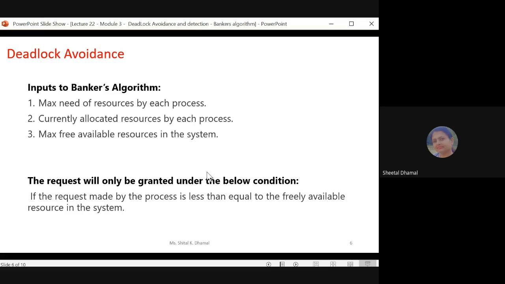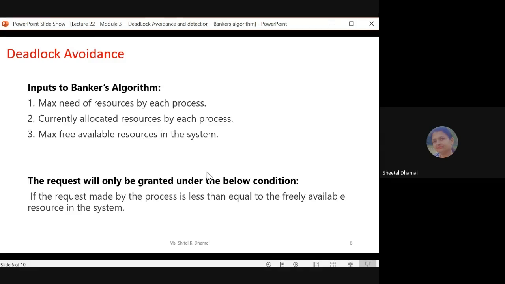Suppose process P4 entered into the system, and that process P4 requires 1 printer and 1 CPU to execute its job. So the number of required resources is less than or equal to the number of free resources available in the operating system, because the number of free resources available in the operating system is 5, but your process P4 requires 1 printer and 1 CPU. So in that case, your operating system or banker's algorithm will allocate the resources to the process P4, and process P4 will enter into the run state.